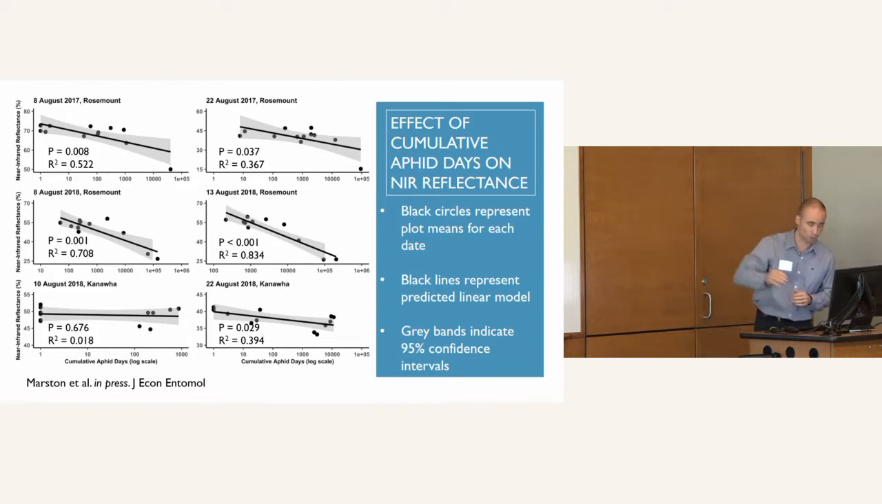For that bottom left one, which is an earlier date in Iowa, we don't see a significant relationship there, and that's likely due to the fact that those aphid populations just weren't very large by that time. But by the time we got a little later into August, aphid populations have built up more, and we see that decreasing relationship. So with this, we're able to confirm that we can still detect those changes that the aphids are causing to the soybean canopies, even when the sensor's up in the air.